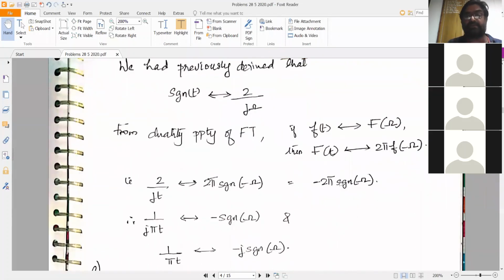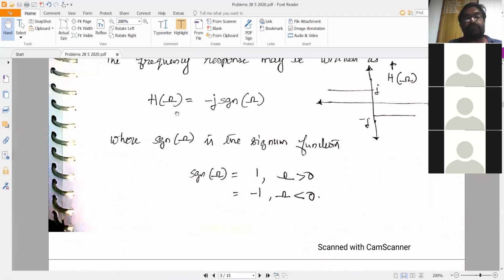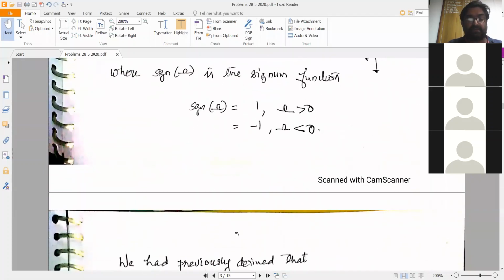The duality theorem states that if f of t has got a Fourier transform given by capital F of omega, then capital F of t has got a Fourier transform given by 2 pi f of minus omega. Okay. So you are required to find out the impulse response of the system. H of omega is equal to minus j signum of omega, and therefore you will need to find h of t as its inverse Fourier transform.